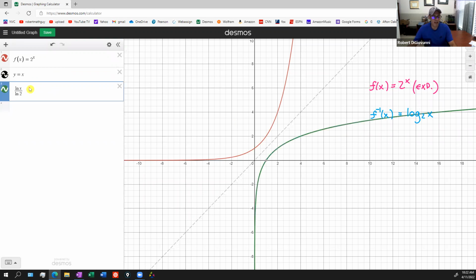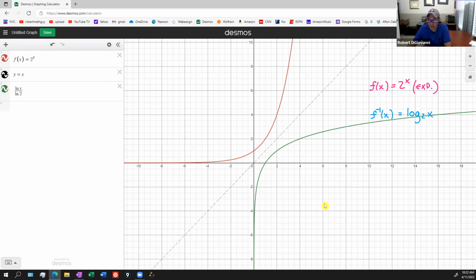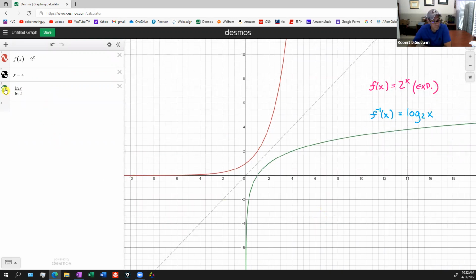Don't worry about the way I typed it in over here, just ignore that for right now. That is log base 2 of x right there, all right? There it is. Do y'all agree that that looks like the inverse? Like it does look like a reflection?